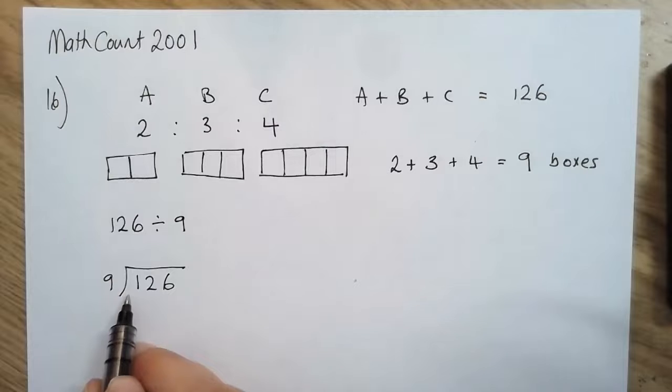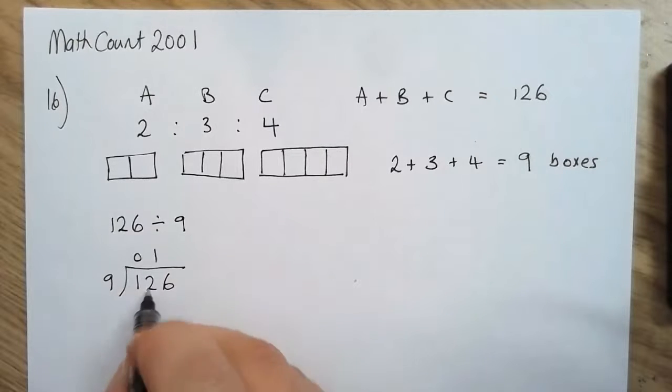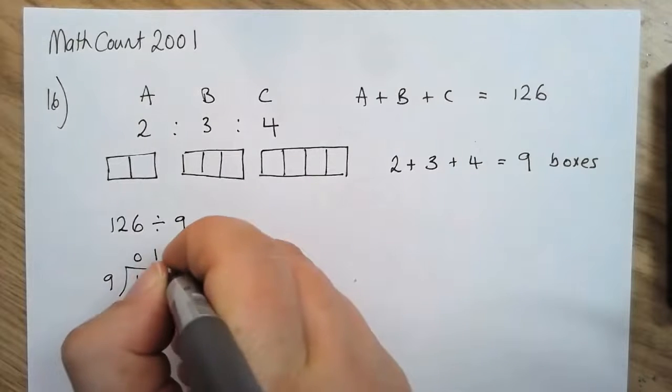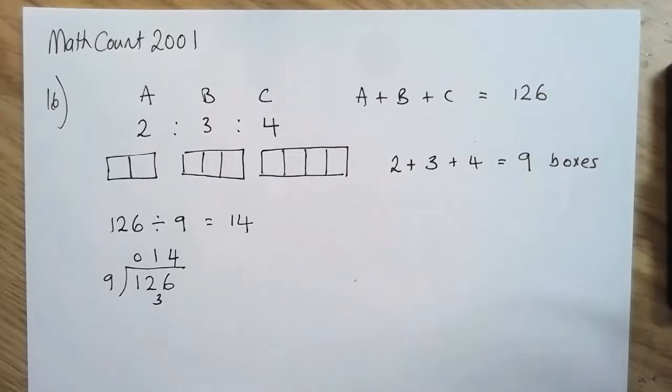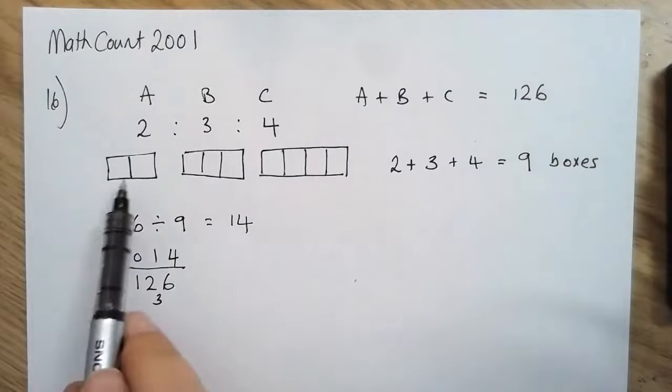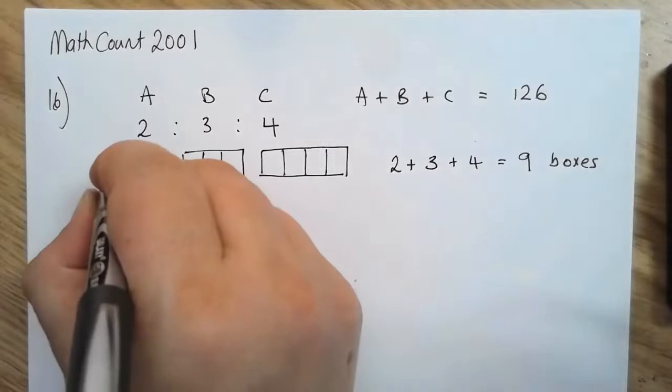9s into 0 don't go, not exactly, not without a decimal. 9s into 12 goes once with 3 carried over. 9s into 36 is 4. And so this is 14. And what that means is each of these boxes will have exactly 14 pieces of candy in it.